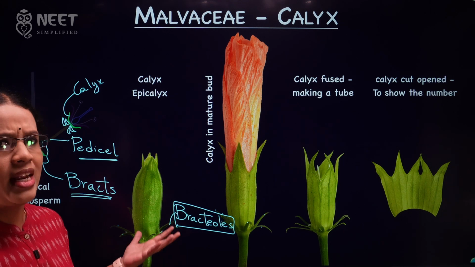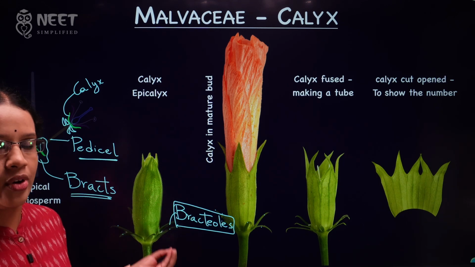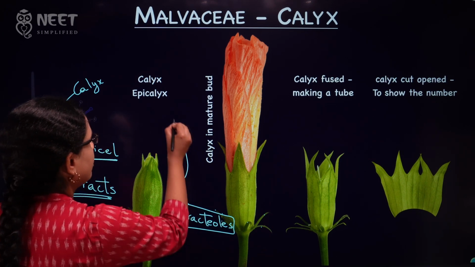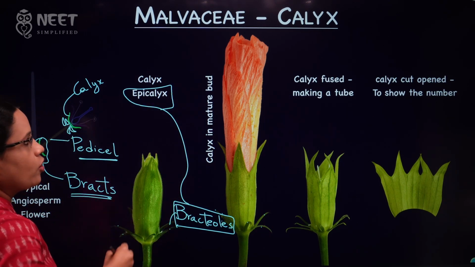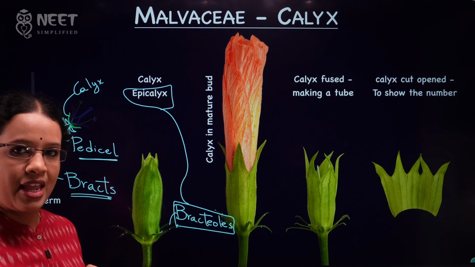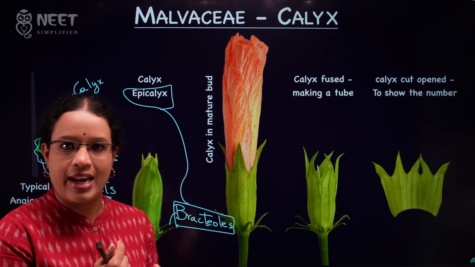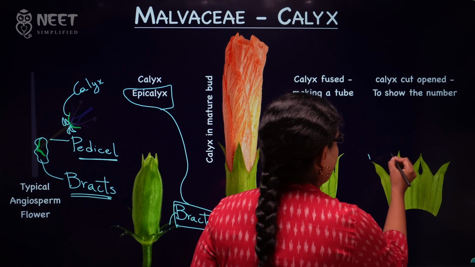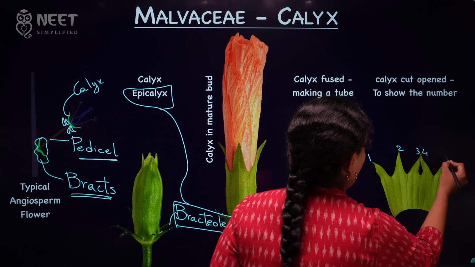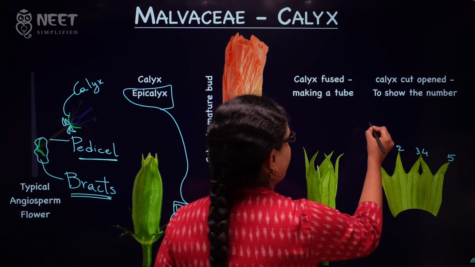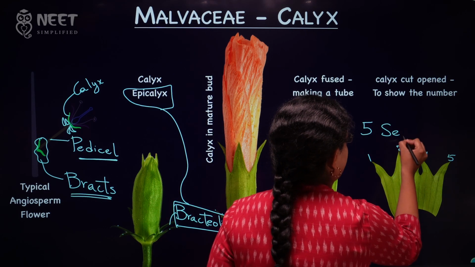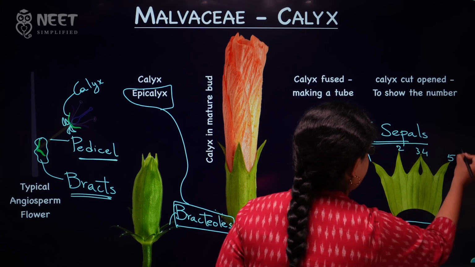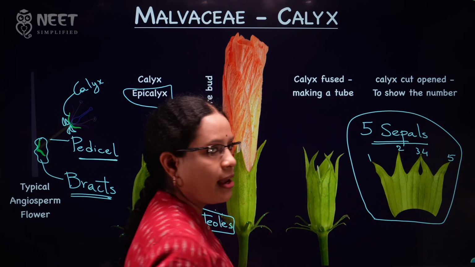And what is its role? It is protective in nature. It is going to protect the bud. Yes, now we are going to see that this whorl of bracteoles is called the epicalyx, which is surrounding the calyx. Right? Now coming to the calyx, we are going to find 1, 2, 3, 4 and 5. We are going to find 5 sepals. Yes, when you cut open the calyx, you're going to find this picture. You're going to have 5 sepals there.